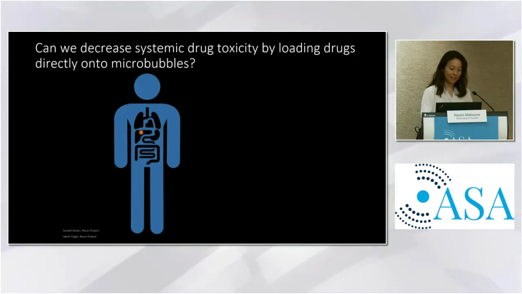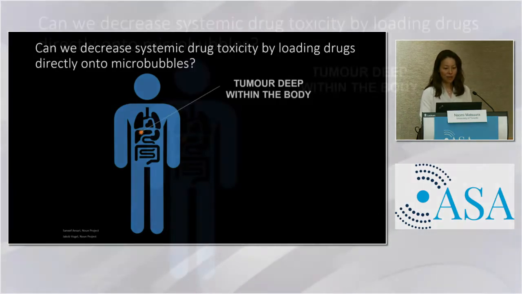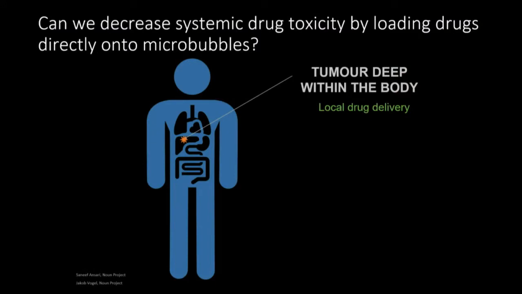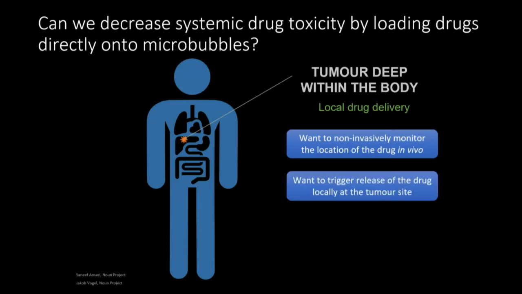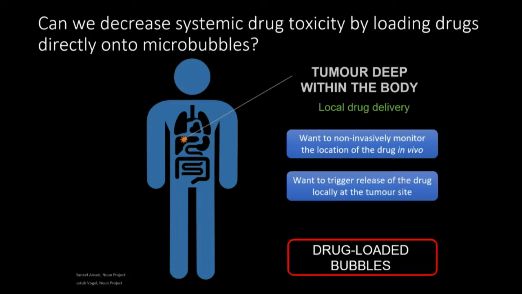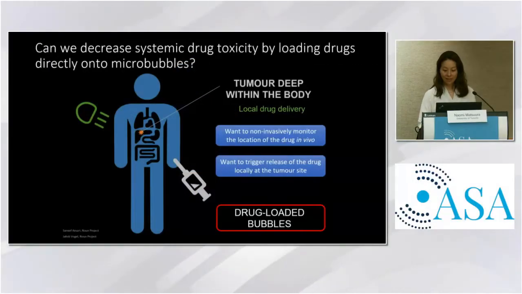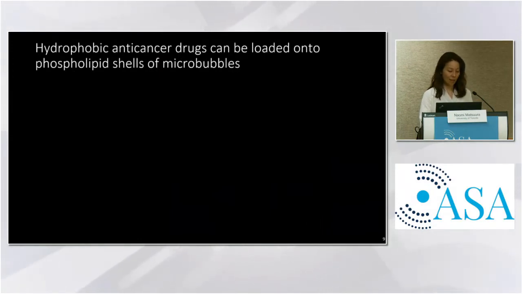So here's a little cartoon showing that. You have your tumor deep within the body. You want to locally deliver the drug. You also want to monitor the location of the drug after you inject it, and you want to trigger the release. If you have these drug-loaded bubbles, assuming you can see these bubbles, you can image them like we did before. You can hit them with focused ultrasound from outside the patient, pop the bubbles, and image again, and then you don't actually see the bubbles anymore. So you can have some sort of validation that something happened. That's the concept that many of us are working on.